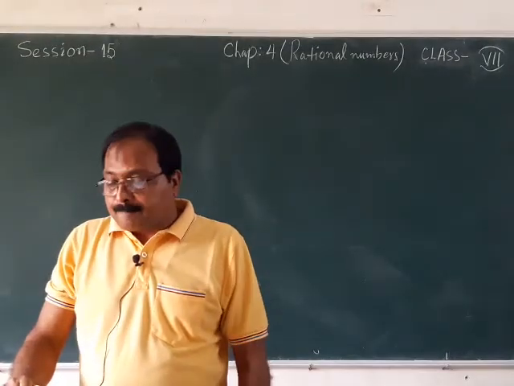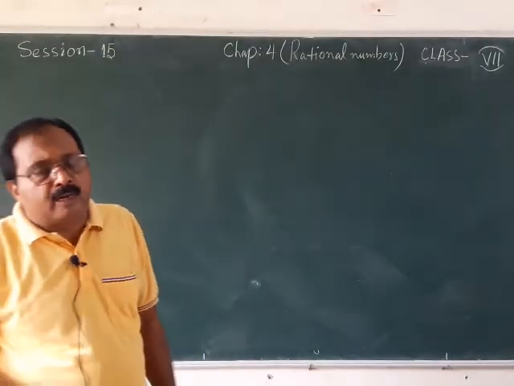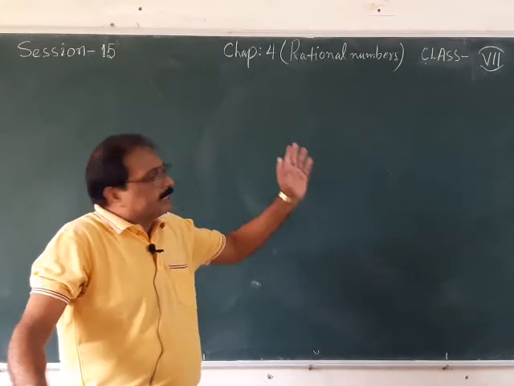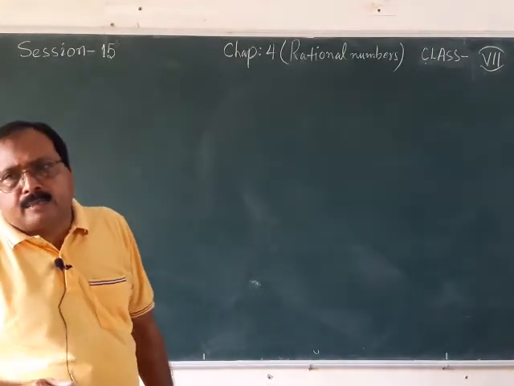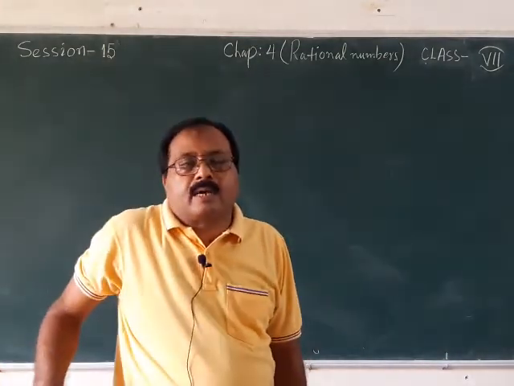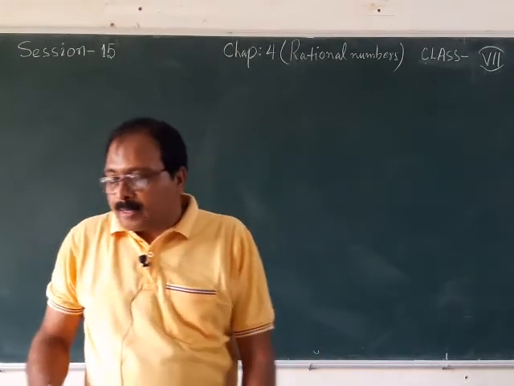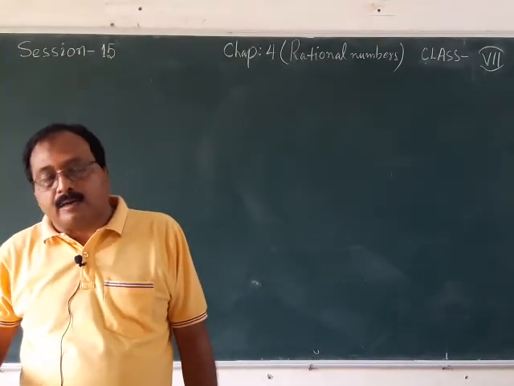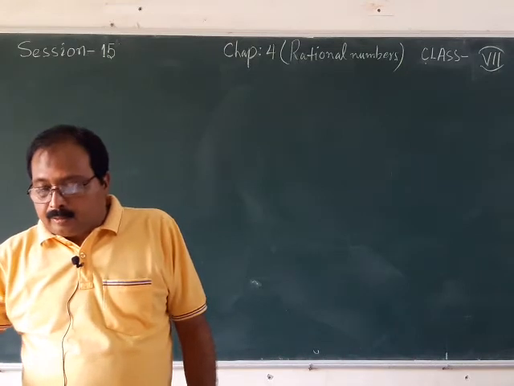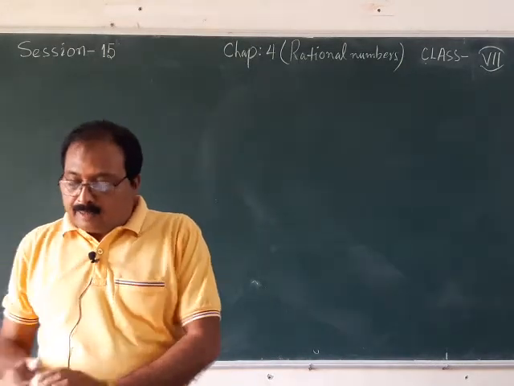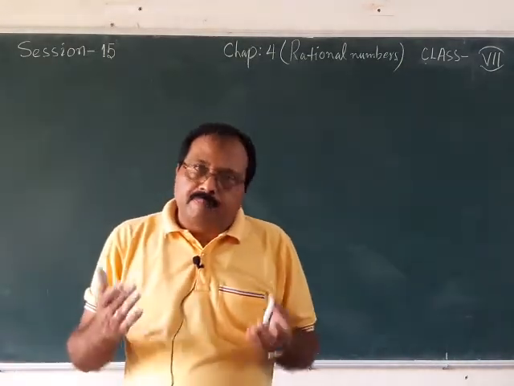Welcome back, class 7. Today I am going to start your chapter number 4, which is all about rational numbers. Rational numbers means you understand all the fractions are rational numbers. Here all the fractions are rational numbers, that means the numbers which are of the form p by q.